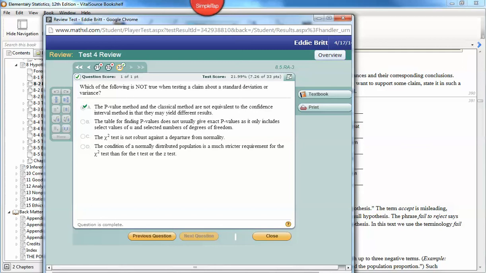All right, that's the last question on the test. Those last couple weren't too bad. They were just kind of conceptual questions.